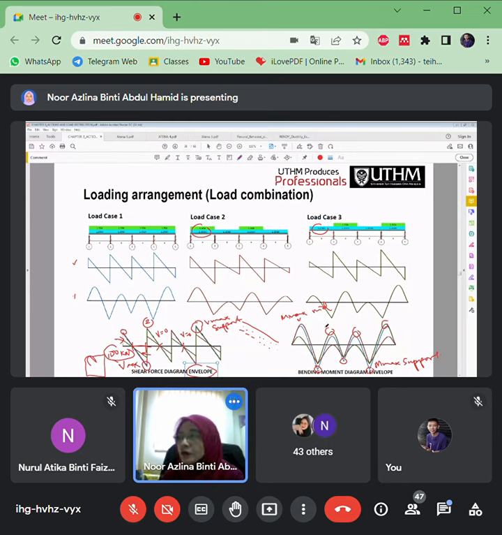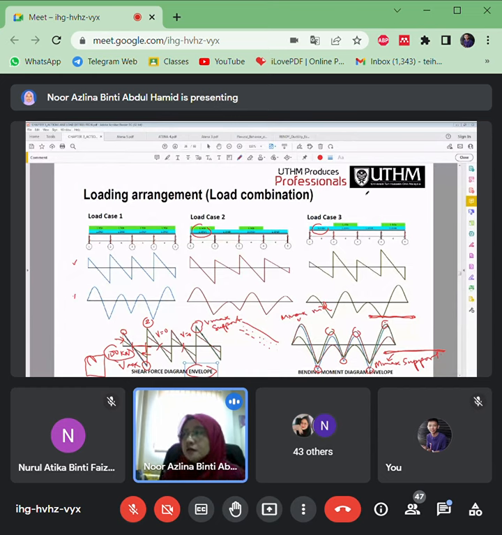Okay, so kalau dekat support, so this will be the moment max, okay, which is produced by the load case 1. Okay, so kalau dekat mid span, so the load case 3 here produces the maximum bending moment at the midspan. So same goes for this one. We will design the main reinforcements according to the moment max at the supports, and also we design the main reinforcements, okay, according to the moment max at the midspan.